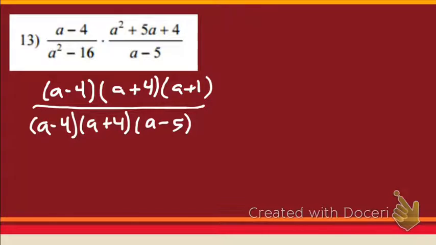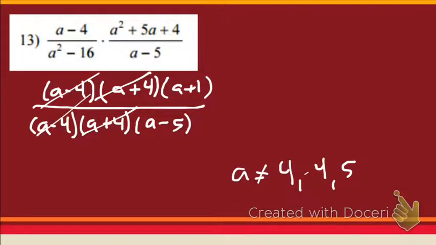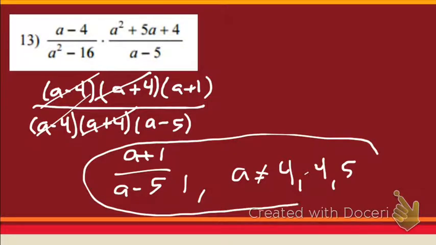Let me get rid of that white stuff. Now we're going to cancel, but before we cancel, we factored. Now we're going to find the domain. So we're going to say a cannot equal 4, negative 4, or 5, because those are the x values that would make your denominator 0. Now we cancel. So cancel out these a plus 4s, cancel out these a minus 4s, and you get a plus 1 over a minus 5, where a cannot equal 4, negative 4, or 5. And that is our final answer.